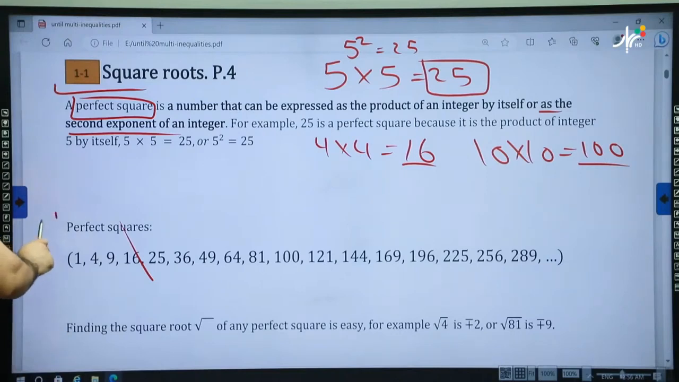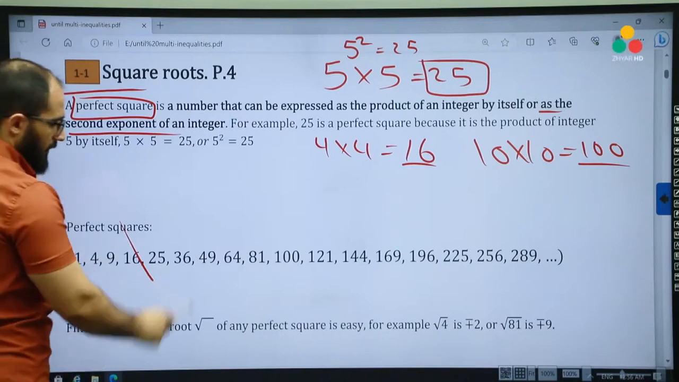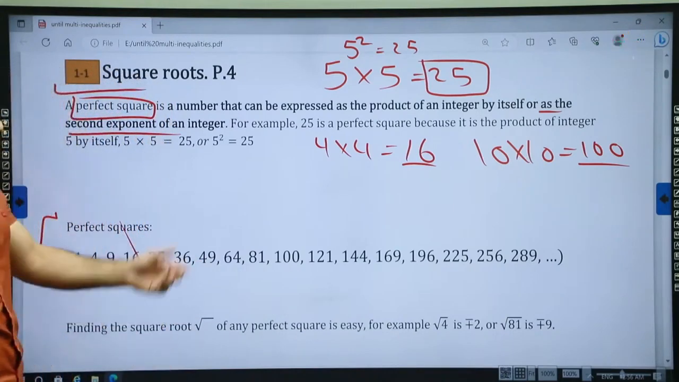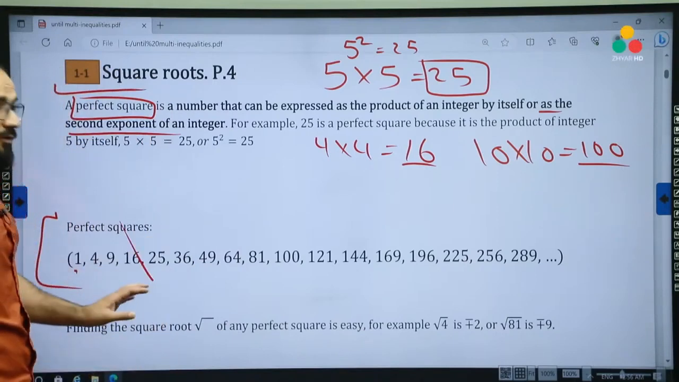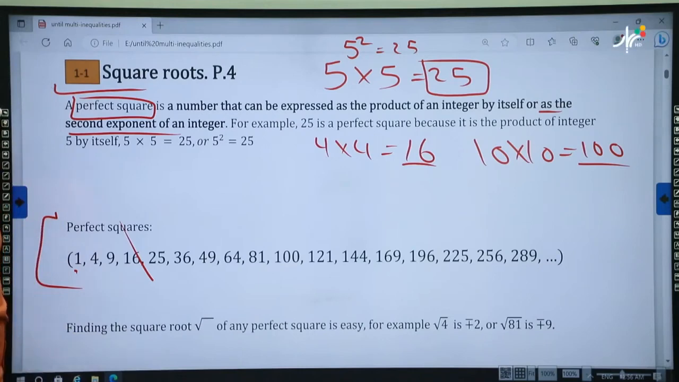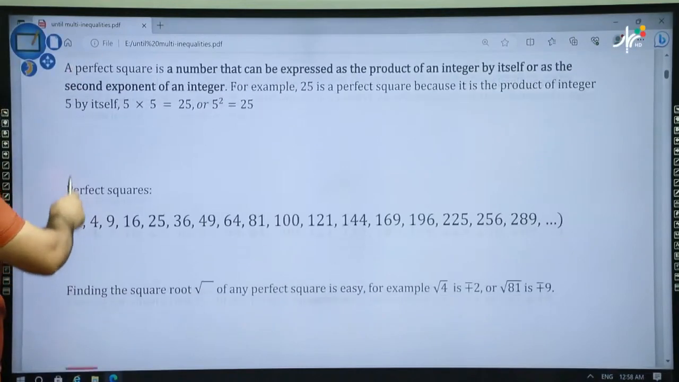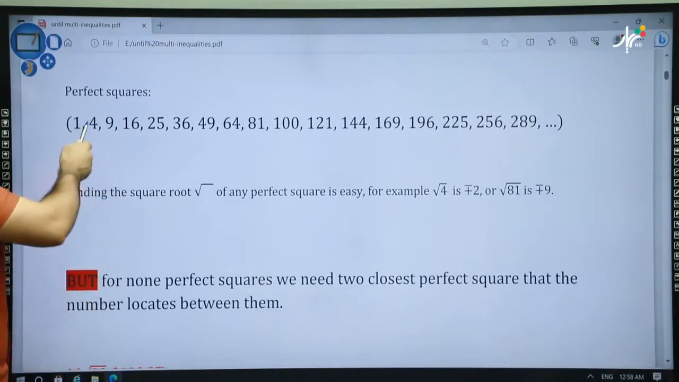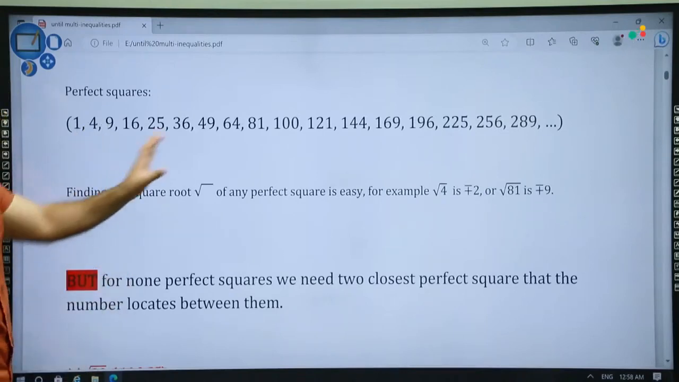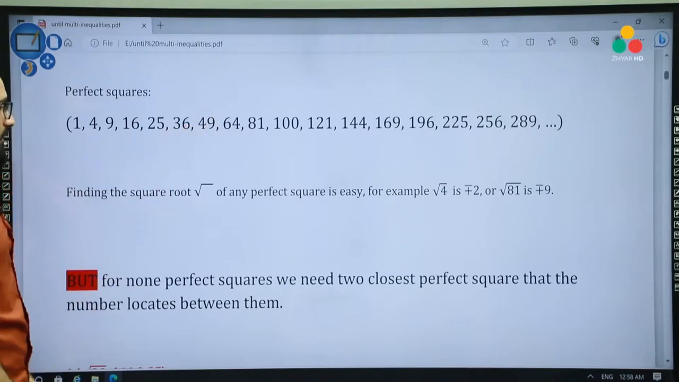Then we have a list of some of the perfect squares: 1, 4, 9, 16, 25, 36, 49, and so on. We have to know them because we will need them. You should know that 1 comes from 1 times 1, 4 comes from 2 times 2, 9 is 3 times 3, and so on for the rest of the numbers.